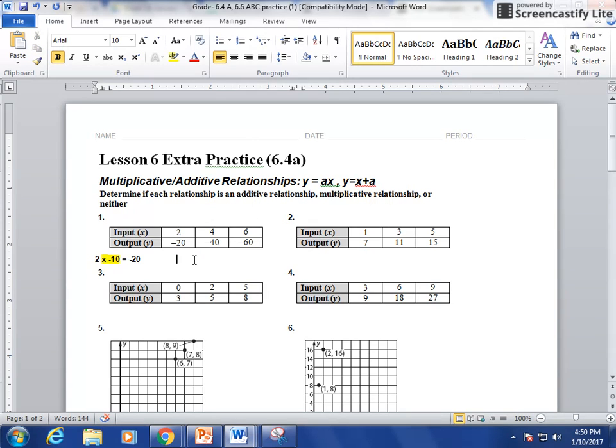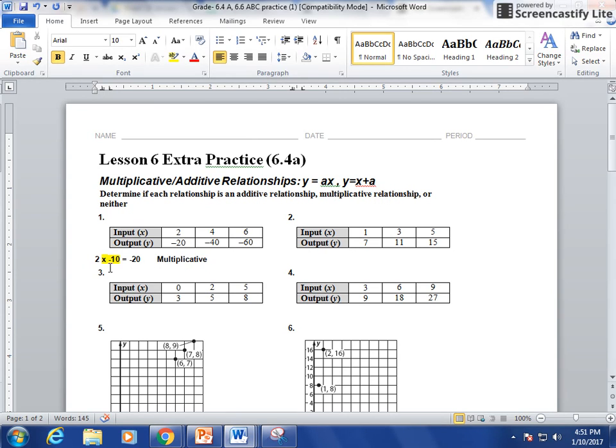So we think our answer is x times a negative 10, but we've got to double check it on our 6 and negative 60. 6 times a negative 10 does equal negative 60. We figured out it worked on every single one. So since we were multiplying, the answer here is that it is a multiplicative relationship. You would write multiplicative underneath it, and you are ready to go on to the next one.